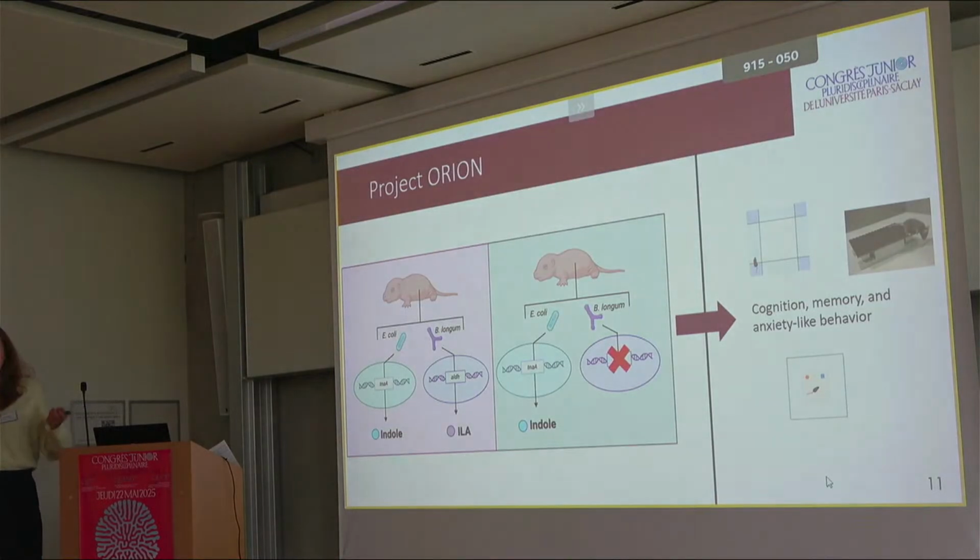So to do so, we look at 2 experimental groups of mouse pups that are colonized with just E. coli and B. longum in both cases. The first group is capable of producing both indole and ILA. In the second group, these bacteria are capable of producing indole, but not ILA. And we then assess cognition, memory, and anxiety-like behavior in these animals.